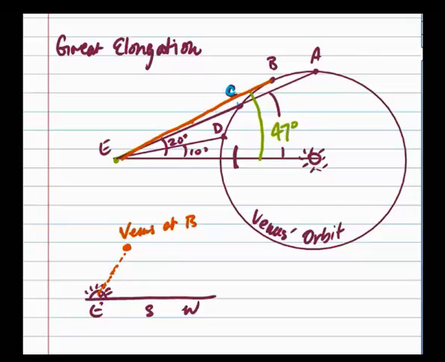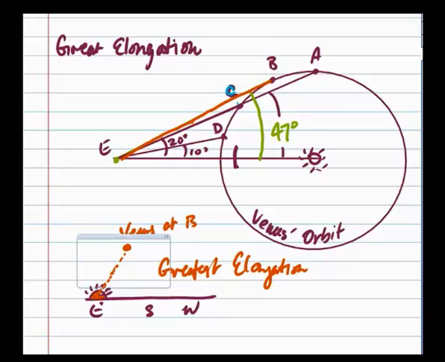That's what we call greatest elongation. It's the furthest that Venus can ever get away from our sun in our night sky or our early morning sky, whatever the case may be. So this position right here is called greatest elongation. Mercury similarly also has a greatest elongation as well.